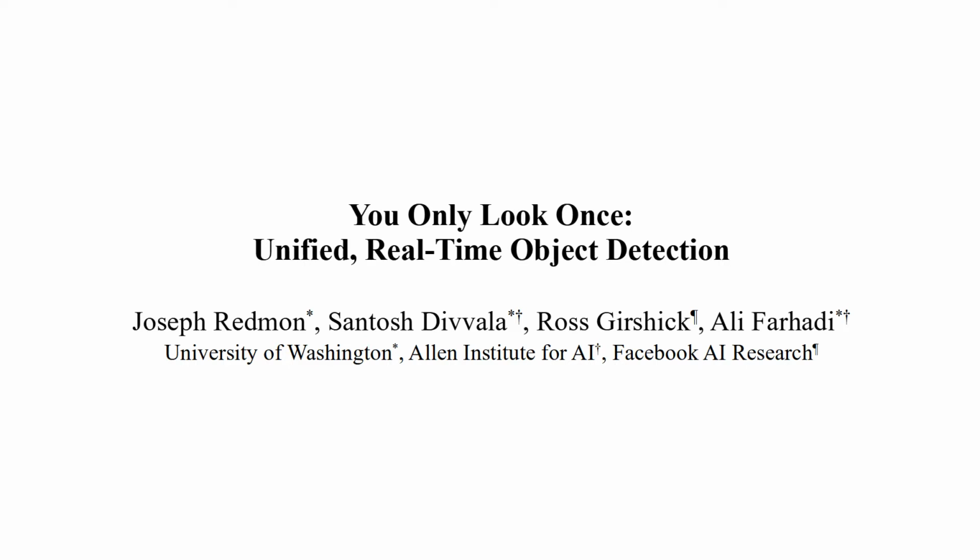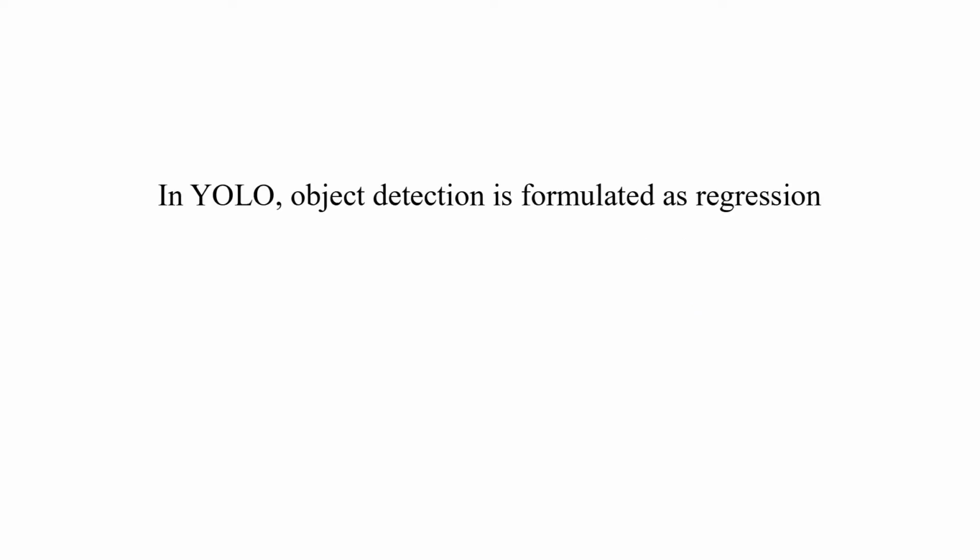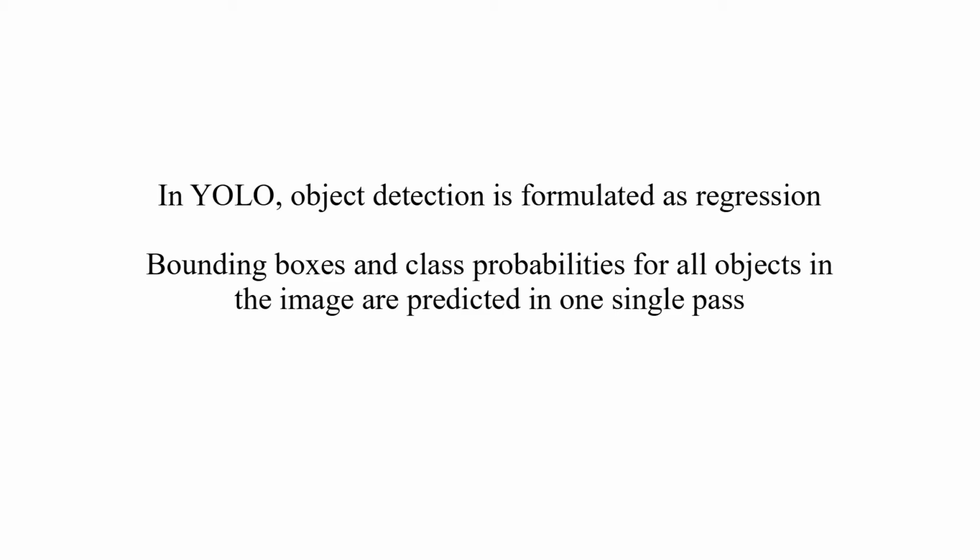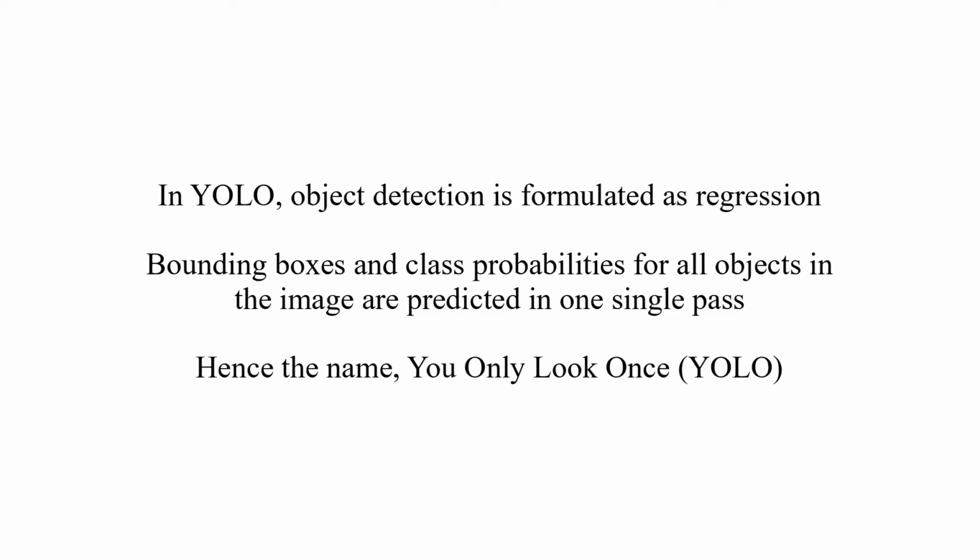YOLO version 1 is described in paper You Only Look Once, Unified Real-Time Object Detection. And the authors are Joseph Redmon, Santosh Divvala, Ross Girshick, and Ali Farhadi. In YOLO, object detection is formulated as regression. Bounding boxes and class probabilities for all objects in the image are predicted in one single pass. Hence, its name is the abbreviation of You Only Look Once.